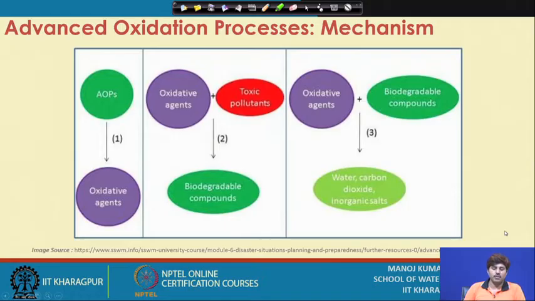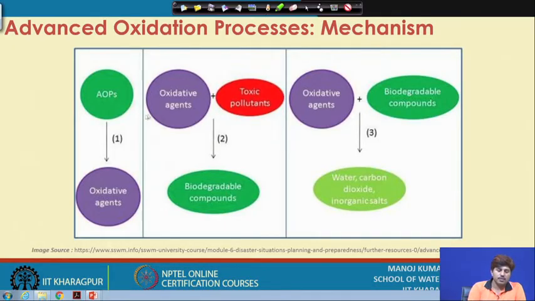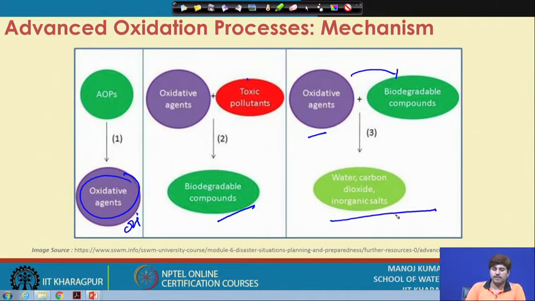So, how is it done? The process is pretty simple. The first step is that it produces the oxidative agent, which is OH radical. Now, this oxidative agent reacts with the toxic pollutant and converts them to biodegradable organic compounds. This oxidative agent further will react with the biodegradable compounds and convert them to the mineral stage.